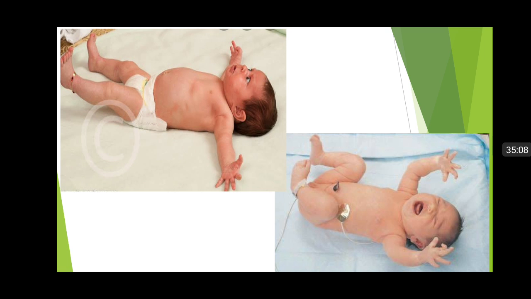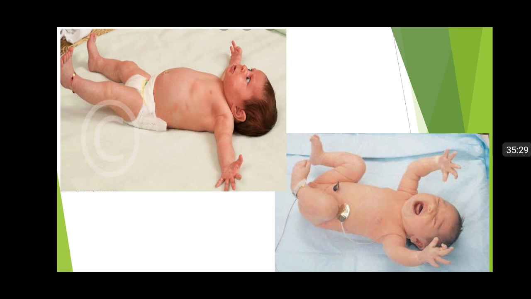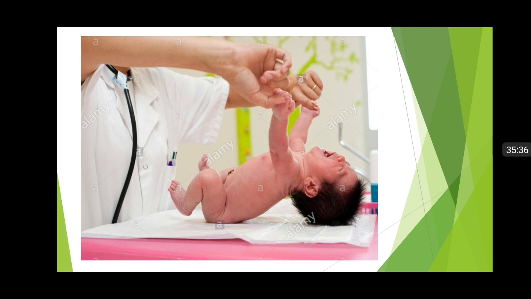There are two parts of the Moro. One is sudden rapid abduction and extension of the limbs with opening of the hand, and then there is slow adduction and flexion of the upper limb towards the body. And this second part, that is adduction and flexion, is not mature enough up to 38 weeks. So this is all about Moro, and other things we will discuss in a separate class.